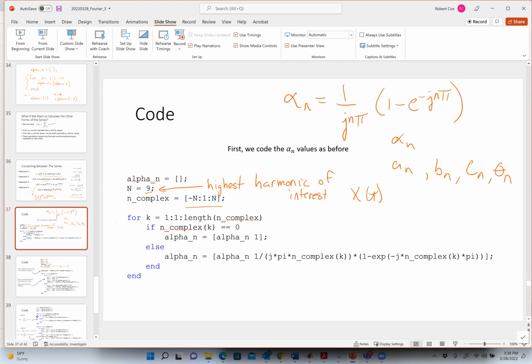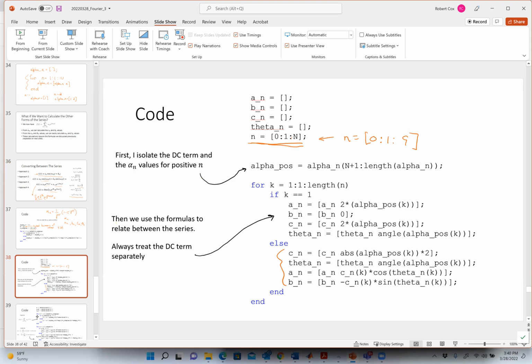So what I've done here is basically implement those formulas in my code. I'm taking the absolute value, which is the magnitude of it, times 2. For my theta value here, notice I took the angle of it. For my A and B values, I went to the formulas here and basically said, well, it's C times cosine theta, and for B, it's negative C times sine theta.